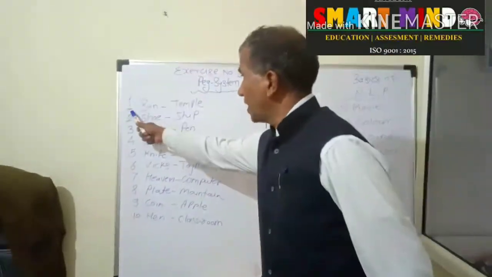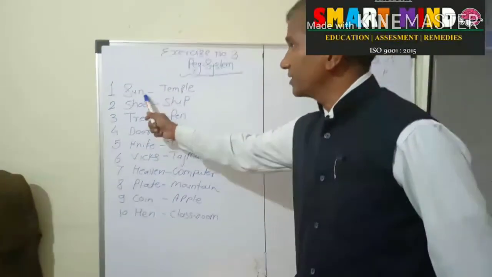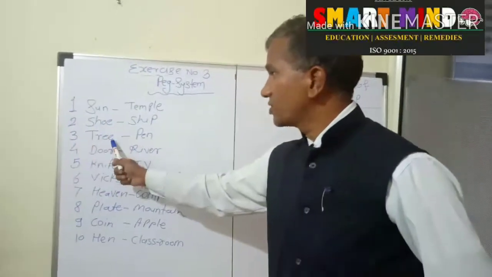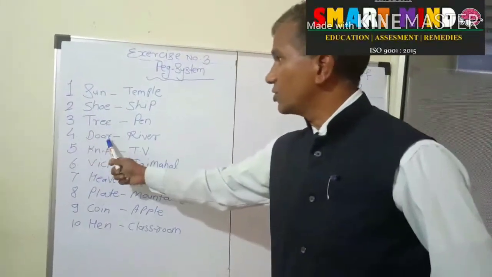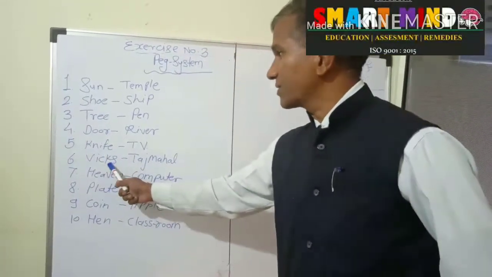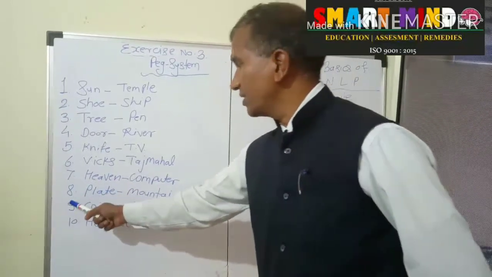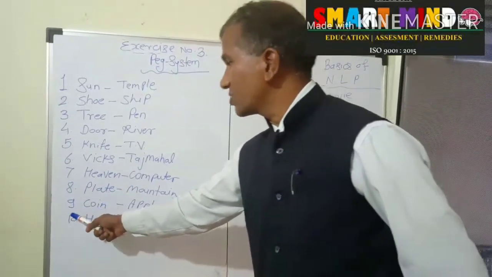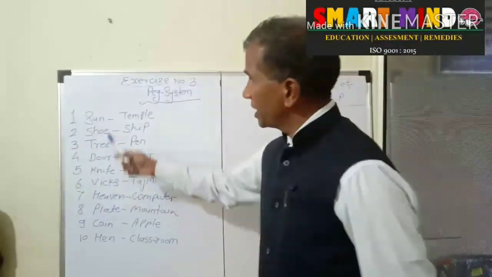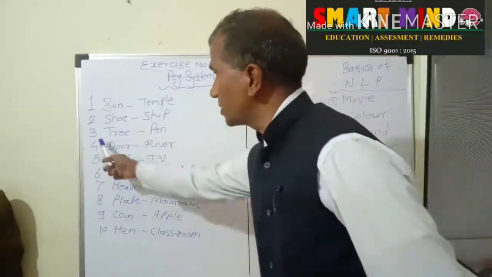See, 1 sun. One's PEG system is sun. 2 shoe. See the tone. 3 tree. 4 door. 5 knife. 6 bricks. 7 heaven. 8 plate. 9 coin. 10 hen. So dear friends, you're not going to remember the numbers, but you have to remember these words. These are called the PEG system of the numbers.